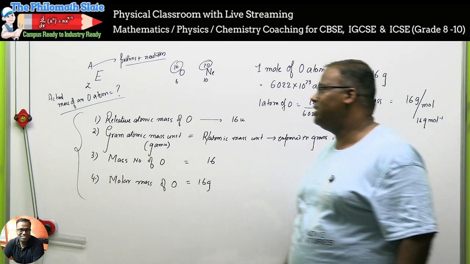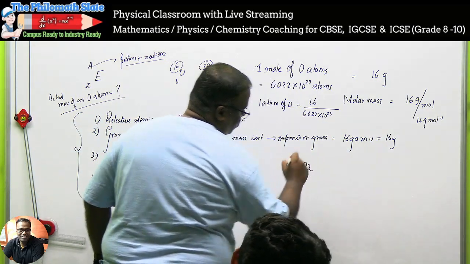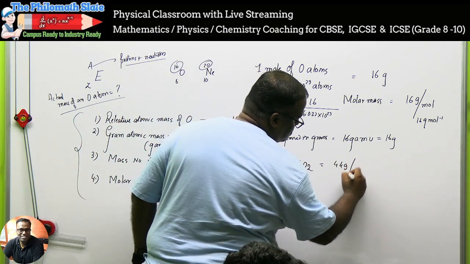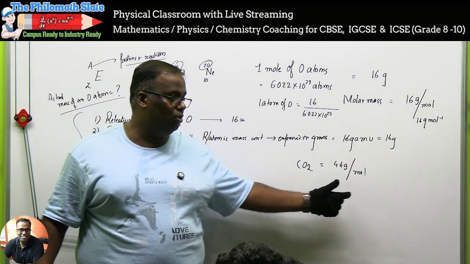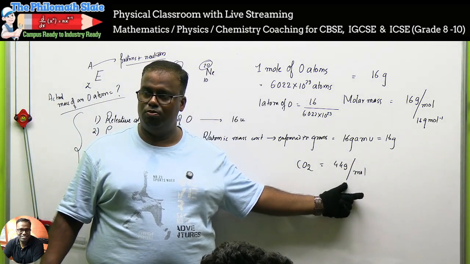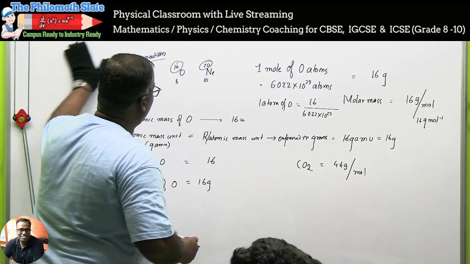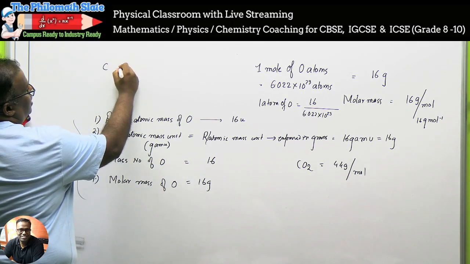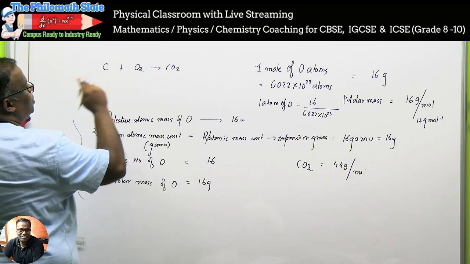So let's say CO2. What is the molar mass of CO2? We will say 44 grams per mole. This is the molar mass of CO2. 1 mole of CO2 will have how much? 44. Now I bring that equation once again. Okay, don't worry, we'll continue this in next class also, don't worry. So I bring the equation once again. C plus O2 gives me CO2.